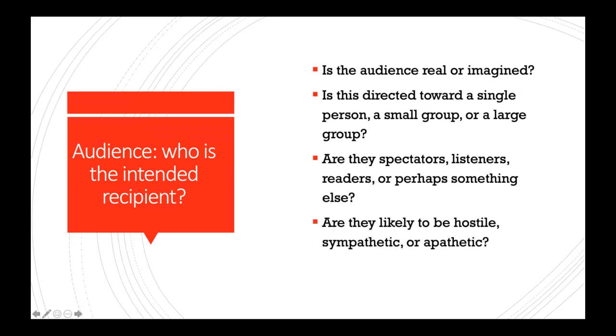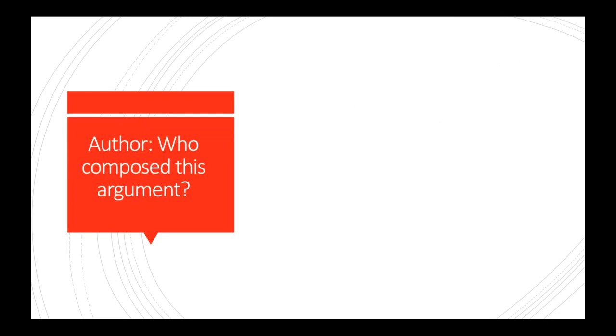Also, you need to consider whether the audience is likely to be hostile, sympathetic, or perhaps apathetic to this. All great argument makers consider their audience carefully. If they know that their audience is going to be hostile, then they will construct their argument in a much different way than if it was an audience that would be sympathetic, for example.